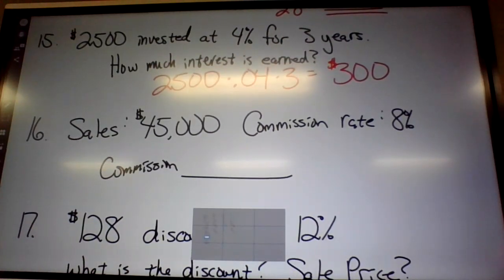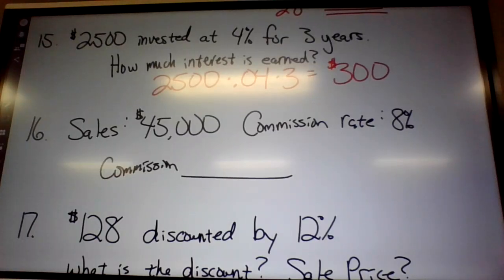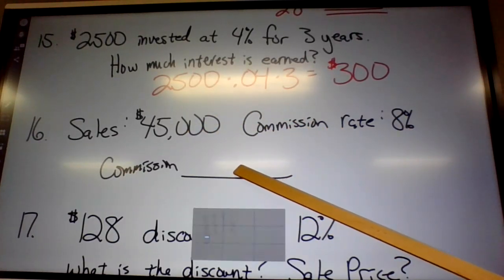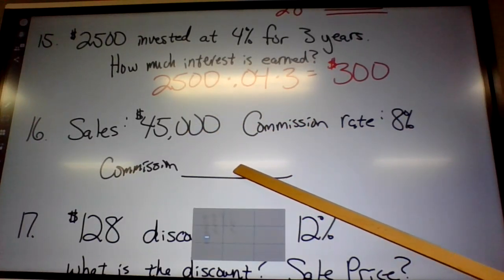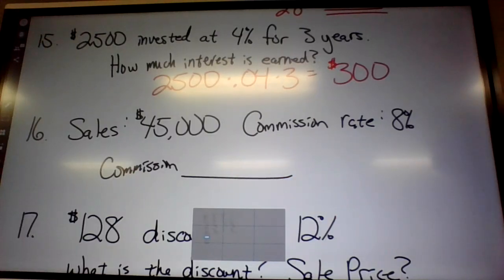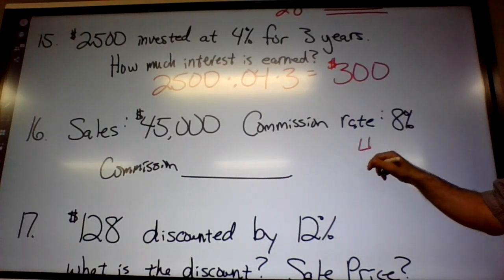Half credit. Number 16. Do you guys remember what commission was? Divide. No. How much the salesperson gets. So if they sell a $45,000 car, they get 8% commission. How much money do they make? How do we do it? 0.8 times 45,000. Close. Divided by. No, getting colder.